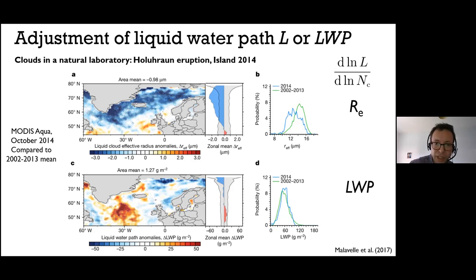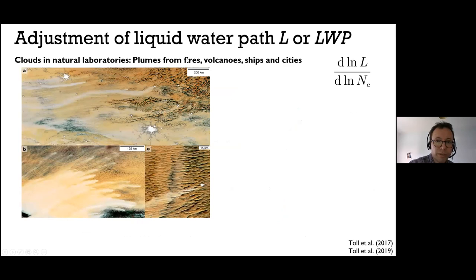Other studies have used different natural laboratories, for instance, plumes from fires or from cities. So this would be from individual fires. These cities here, this is St. Petersburg, this is Moscow, and those are these Russian fires that occur for a couple of years now. This is fires in Canada, I think, if I remember correctly, and this is from large industry. And you can see those plumes, which are very similar to the ship tracks, only that they have a fixed source. And this is used as well to investigate a change of liquid water path with a change in cloud droplet number concentration.